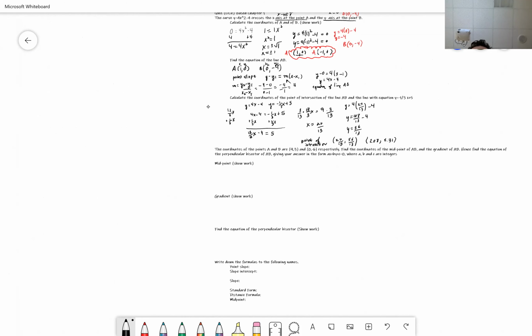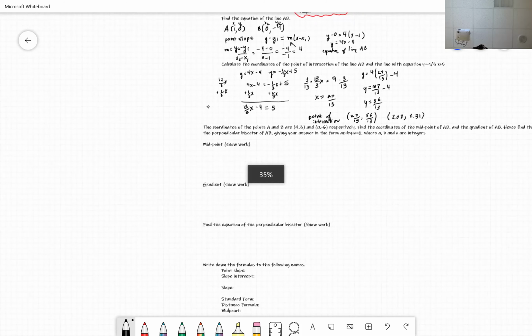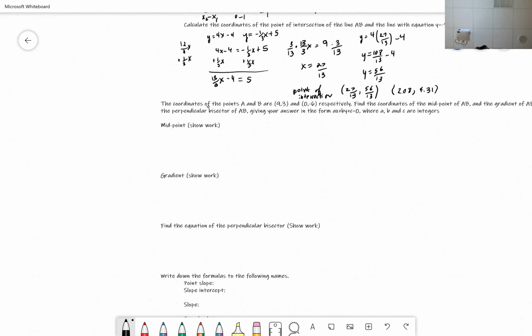The coordinates of A and B are 9, 3, and 0, -6 respectively. Find the coordinates of the midpoint of AB, the gradient of AB, and hence find the equation of the perpendicular bisector of AB, giving your answer in the form ax plus by plus c equals 0, where a, b, and c are integers. And another thing, a should be positive, so that's important.